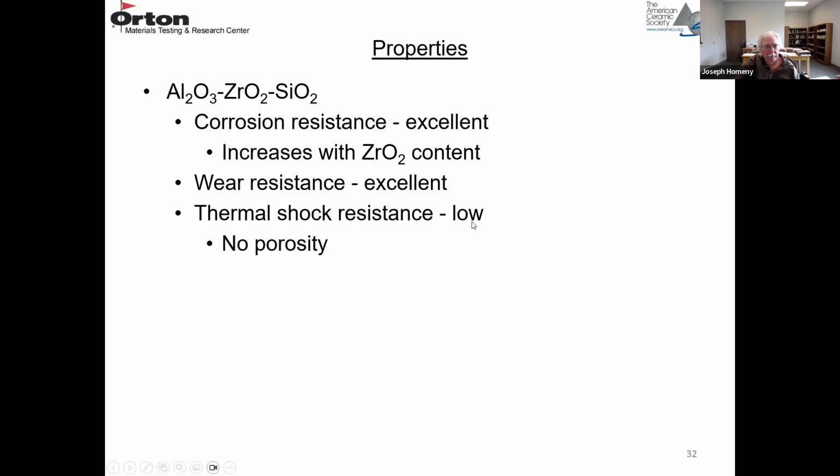low. When we run thermal shock tests on AZS or any fused cast refractory in our lab, the normal thermal shock test, you cycle it multiple times, usually at least 5 times. Typically, a fused cast refractory might last one cycle. It's really that poor. So all of these have low thermal shock resistance.